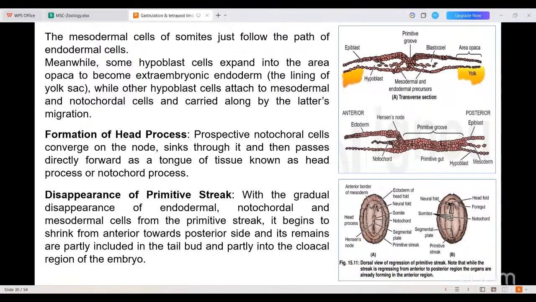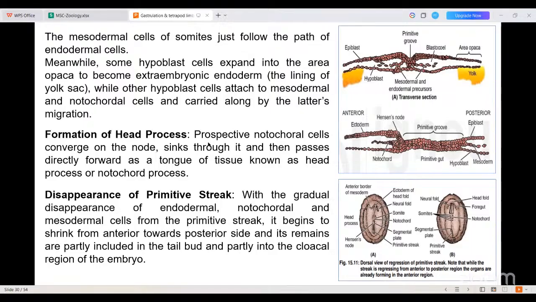As the notochord has taken its shape, the cells forming the mesoderm are slowly going to give rise to somites. Now, what is the function of a somite? The somite is the one that is going to give rise to the muscles. So muscle cells are going to be formed from the mesodermal layer.